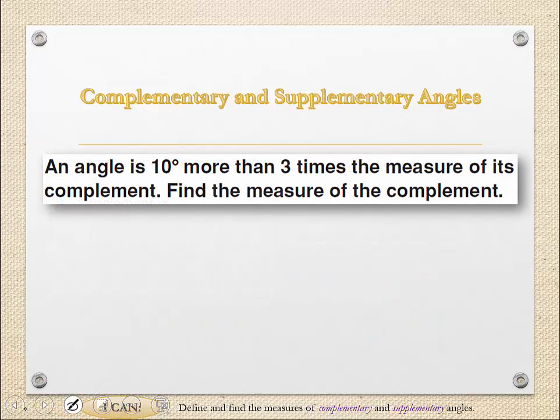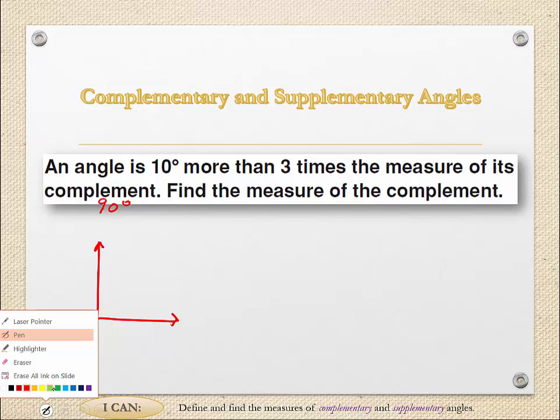One more problem. An angle is 10 more than 3 times the measure of its complement. Find the measure of the complement. So remember, complement means 90 degrees. So draw us a little picture here. The two angles together are going to add to this 90 degrees. And the only thing we know is how they're related. So let's just draw two angles inside of here.